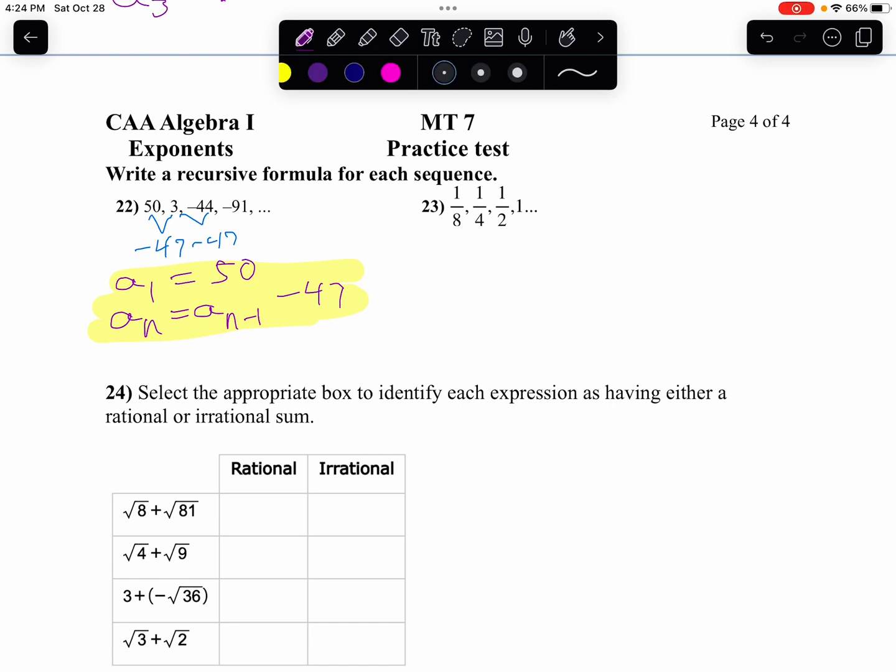it looks like I'm multiplying by 2 each time, aren't I? So my first term is going to be 1/8. Well, I forgot to say n is greater than or equal to 2 on that one. And then a sub n is going to be my previous term, or 2 times my previous term. I think I'll write that first. I'll write the 2 first. So 2 times a sub n minus 1, provided n is greater than or equal to 2.